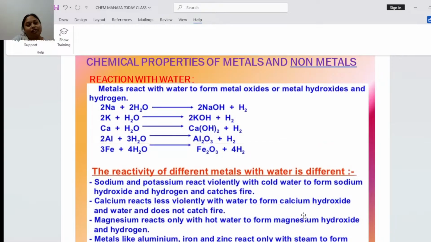Now, when it comes to the reaction with water, in the first reaction, sodium, potassium, calcium, aluminum, up to here, these metals can react with cold water.